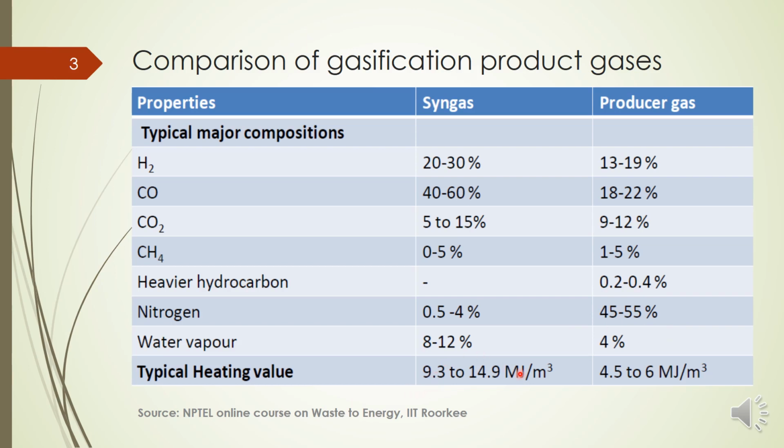And this will affect the heating value also. You can see here the heating value of syngas is from 9.3 to 14.9. That means more than 10 megajoule per meter cube energy content you will get. But for producer gas it will be between 4.5 to 6. So this is a typical comparison of syngas and producer gas.